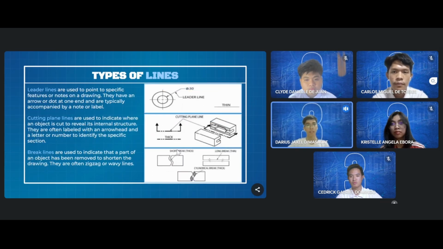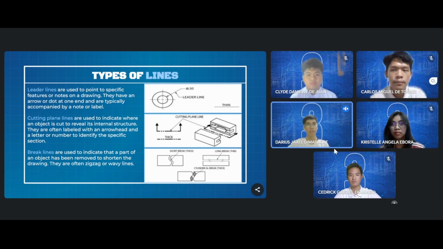Moving on, now let us know about leader lines. Leader lines are employed to direct attention to specific features or notes on a drawing, marked with an arrow or dot at one end and typically accompanied by a note or label. Next is the cutting plane. These lines indicate where an object is cut to reveal its internal structure, usually labeled with an arrowhead and an identifier like a letter or number for the specific section.